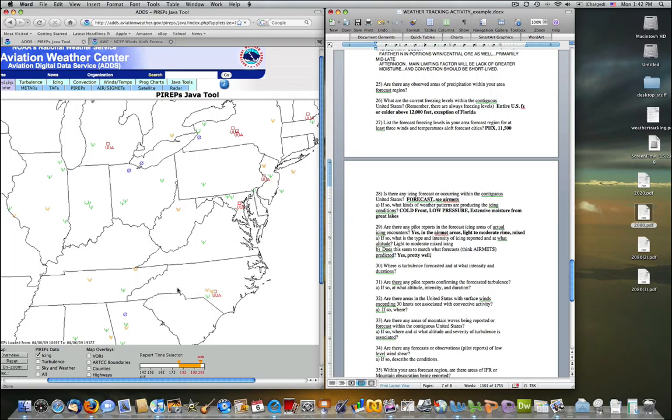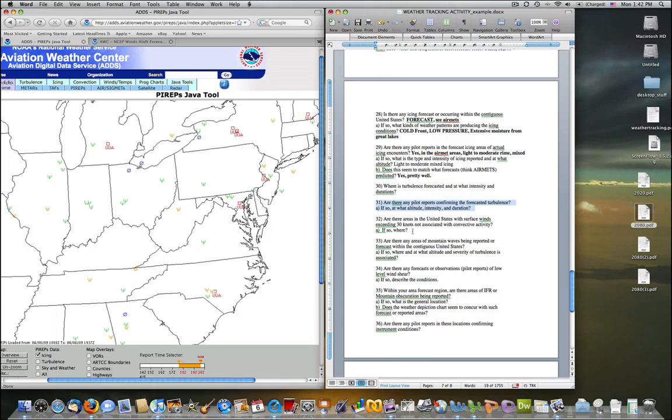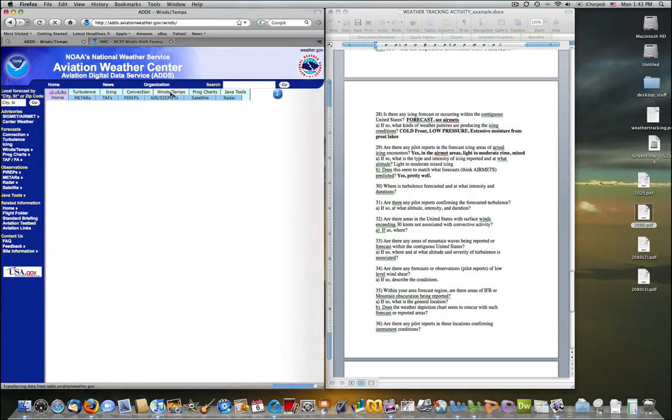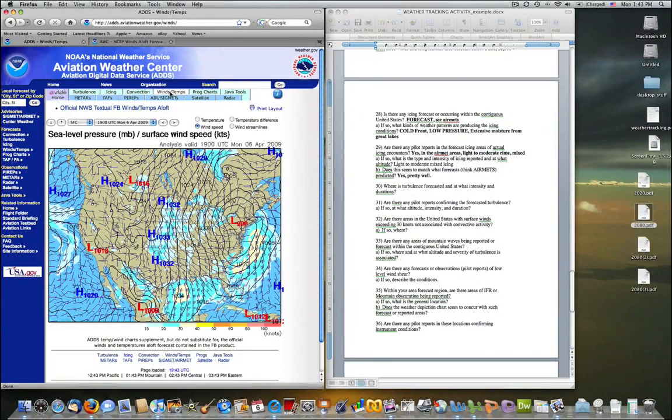The surface winds exceeding 30 knots not associated with convective activity. The easiest place for you to get this is to go to the winds and temps on your ADDS site. Just go to the surface and look at the wind speed. Now, this can be tough to notice, but you're going to want to look for some of these barbs in some of these areas around the fronts. And I don't see maybe but one or two areas that are over 30 knots.